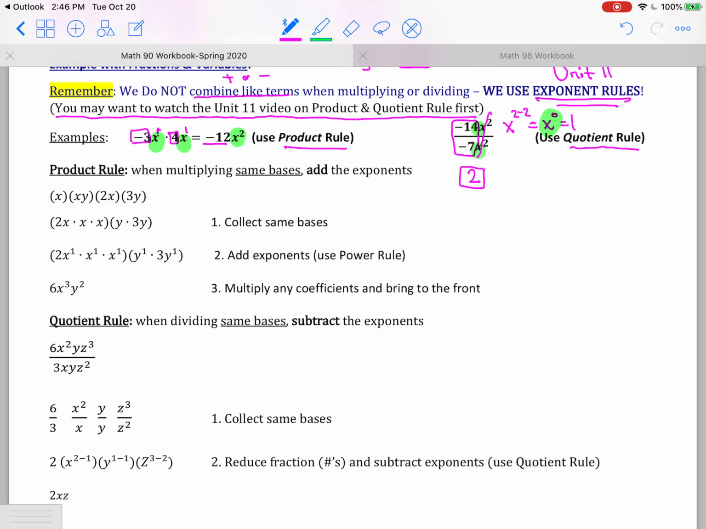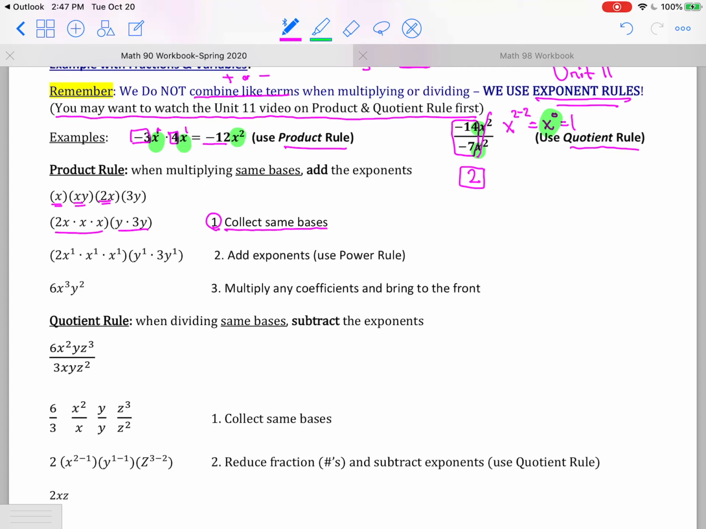Here's a couple other examples. So product rule, when multiplying the same bases, we add the exponents like we were saying. So let's look at this example here. We have x times xy times 2x times 3y. So the very first step that we're going to do is collect our same bases together. You notice I'm just taking everything that has an x in it, and I'm just collecting it all in one parenthesis. And then anything that has y's in it, I just go ahead and collect in another parenthesis.